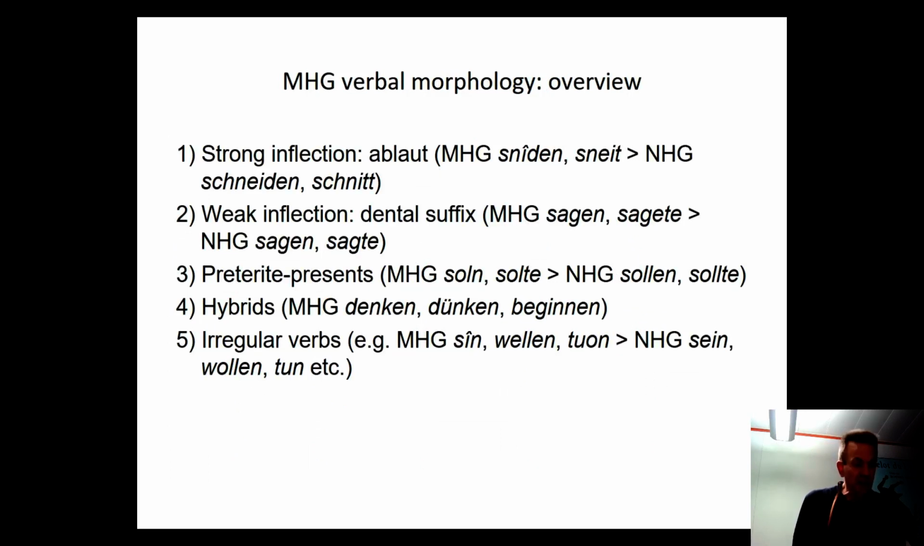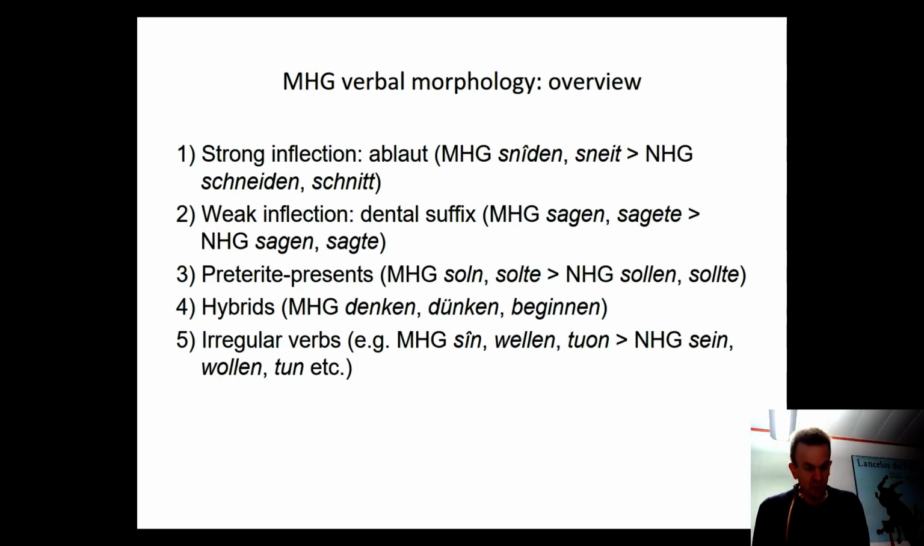The so-called weak verb inflection emerges in Germanic and uses a dental suffix as a tense marker, as in Middle High German sagen, sagete, and in New High German sagen, sagte. In addition, Middle High German has a morphologically hybrid class, the so-called preterite presents, from the core of which a large part of the New High German modal verbs will develop. Middle High German sollen, sollte, New High German sollen, sollte, for instance.